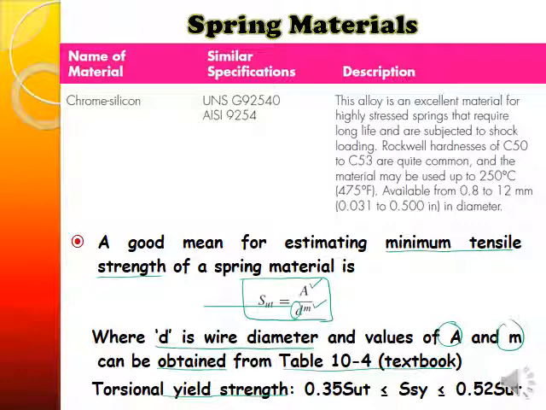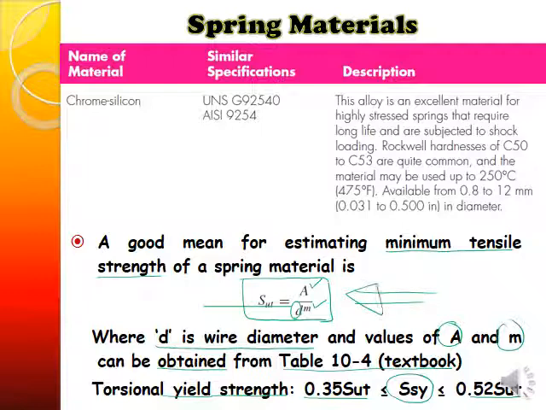Torsional stresses are the stresses which are due to the torsional load and which occur in the form of shear. So the shear yield strength ranges between 35% of ultimate strength to 52% of the ultimate strength. And we'll see later how we will basically calculate this property. But the most important equation over here is this one.